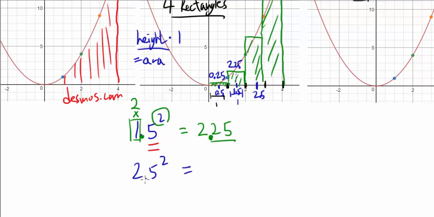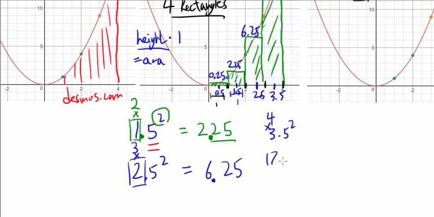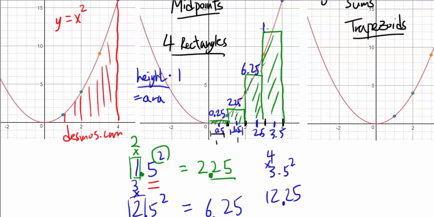So 2.5 squared, add 1 to this number, which gets you 3. 3 times 2 gets you 6, end with 25, and the decimal point is going to go there. So the area is 6.25. For the next one, you're doing 3.5 squared. 3 plus 1 is 4. Multiply them, you get 12. And you're going to put 25, and the decimal point goes there. So the area is 12.25.